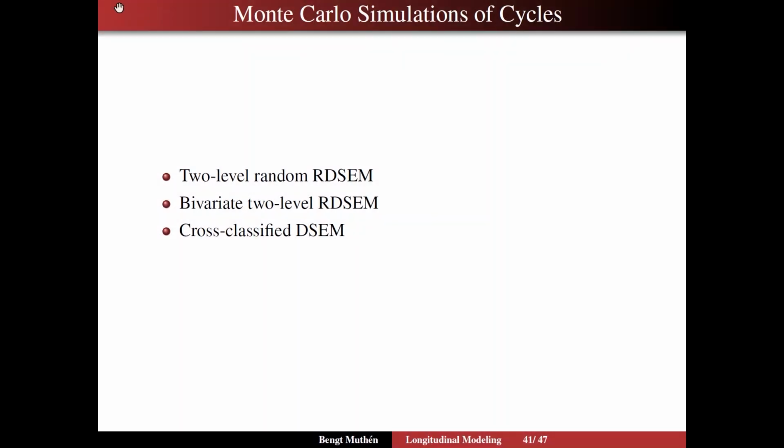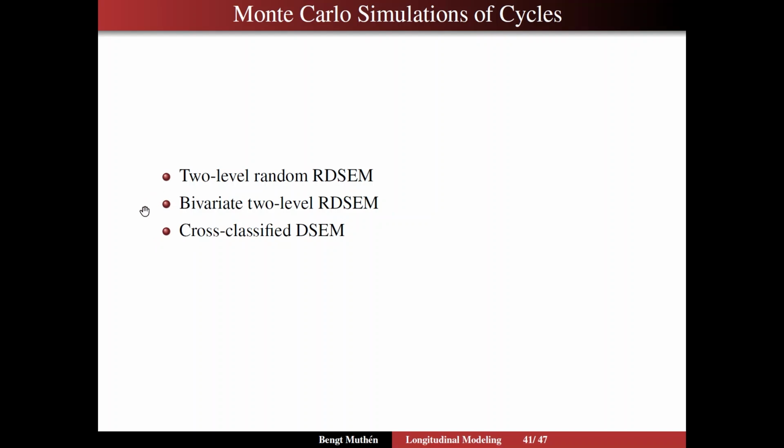On slide 41, I turn to the Monte Carlo simulations of cycles that were presented in the paper. The paper gives tables with the simulation results for 3 different kinds of models. We have them listed here: the 2-level random DSEM, the bivariate 2-level DSEM, and a cross-classified DSEM. So we have then for the cycles coefficients a random case for the first model, a fixed case for the second, and fixed case for the cross-classified DSEM.